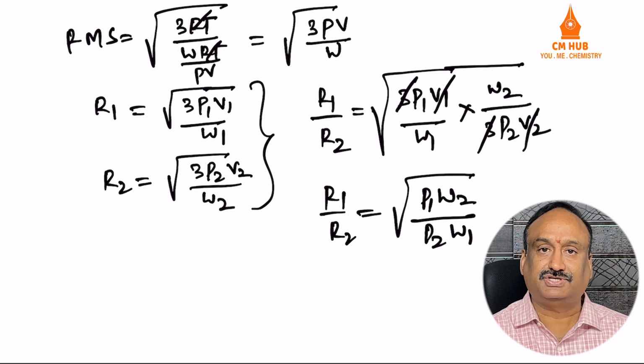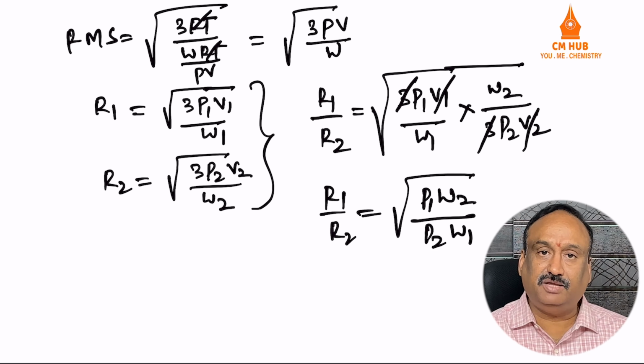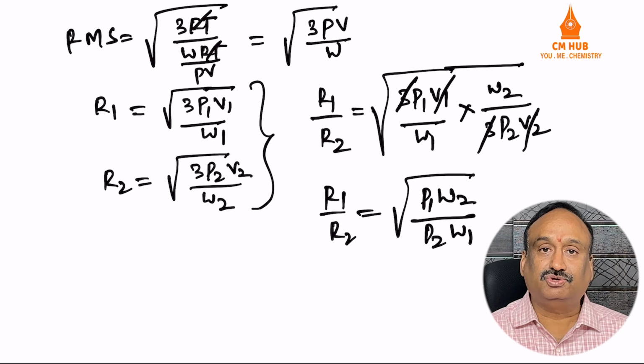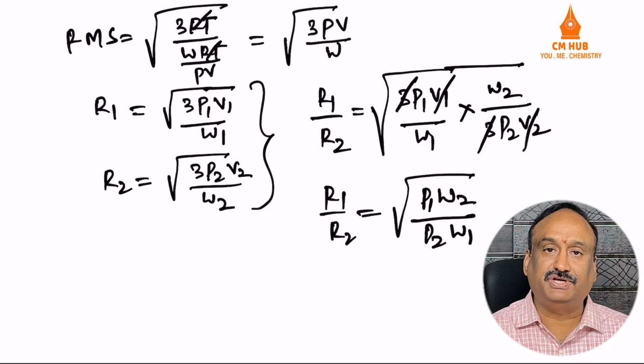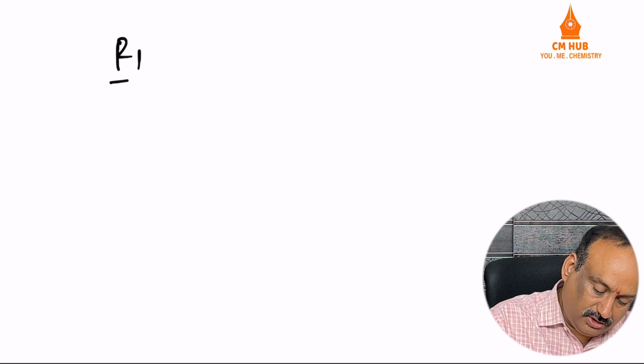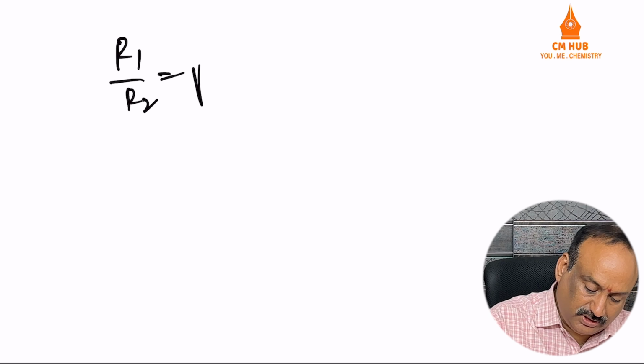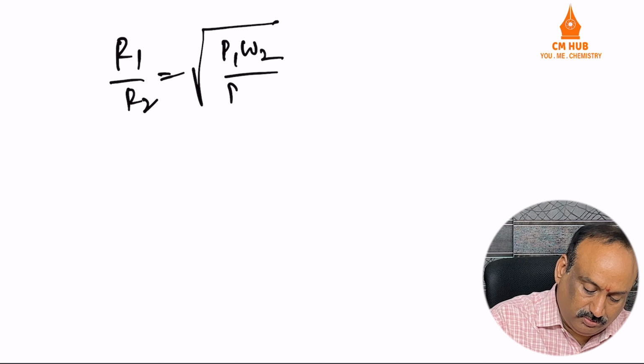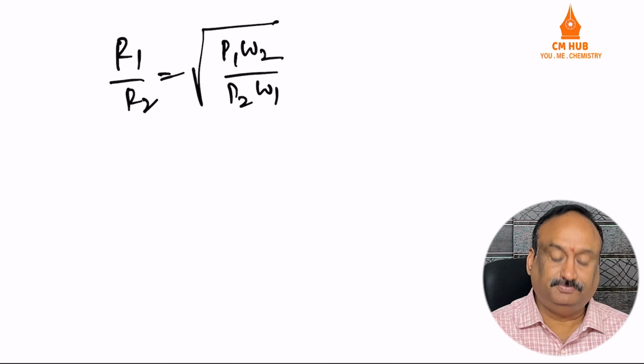Now look at the equation. We started with 3RT by M, but we got the ratio of RMS velocities in terms of the pressure and weight which are given for us. Now let us find out R1 by R2. What is R1 by R2? Let us write the formula again. It becomes P1W2 by P2W1.